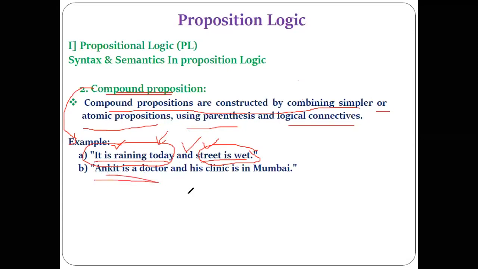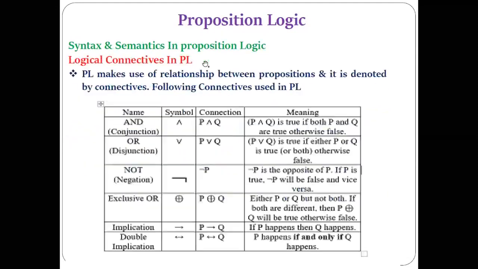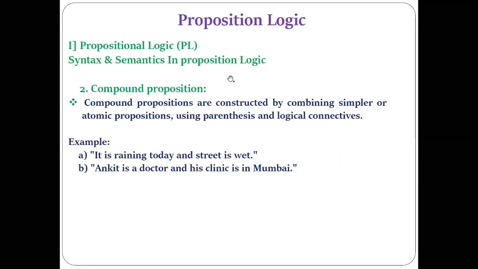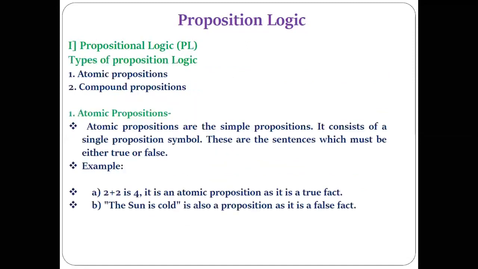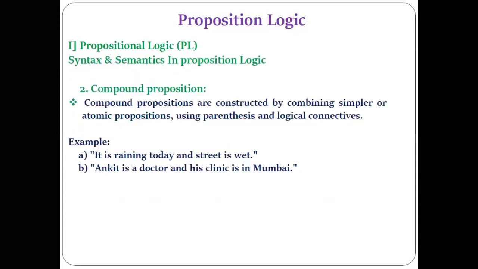Proposition. Then second, we have: Ankit is a doctor and his clinic is in Mumbai. This is also the combining of two atomic propositions together, first this one and second this one. So those are the two important types of propositional logic. One is the atomic proposition, which considers only a single proposition, or a single sentence. Another category is the compound proposition, which considers more than one proposition or more than one sentence combined together.